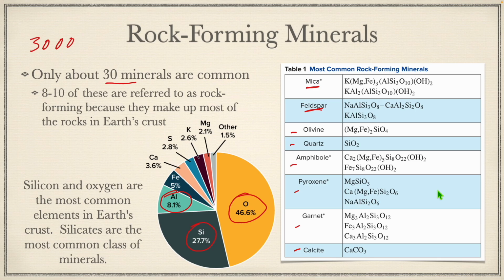So silicates are the most common class of minerals. We haven't talked about it yet, but silicates have silicon and oxygen in them. Well, if you look, that includes mica, feldspar, olivine, quartz, amphibole, pyroxene, garnet. In fact, all of these except for calcite. Calcite is a carbonate. It's the only one of the rock-forming minerals that is not a silicate.